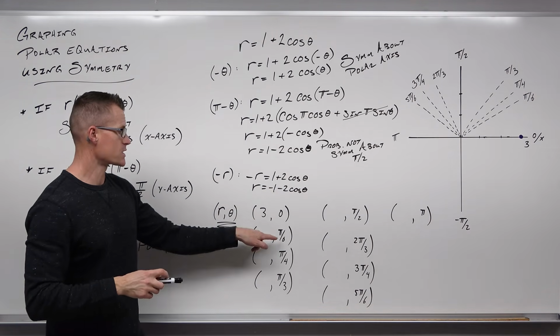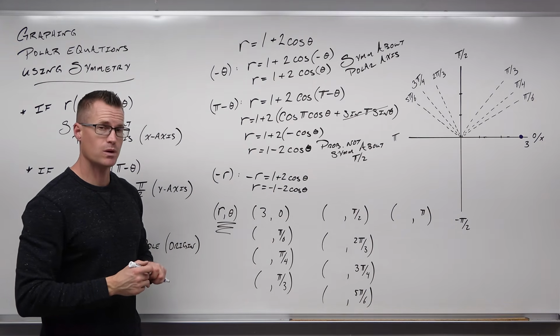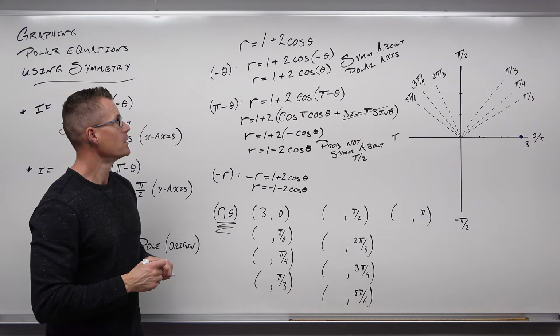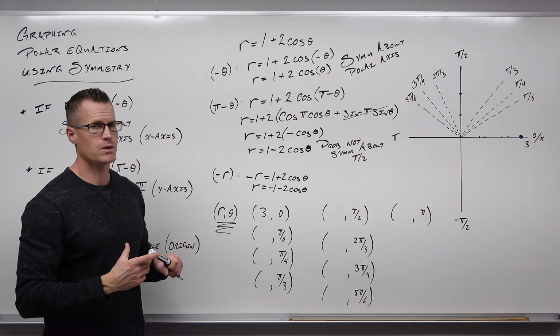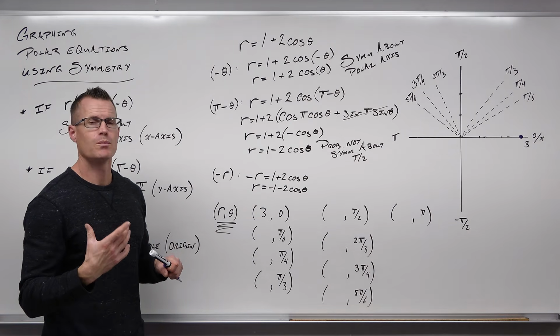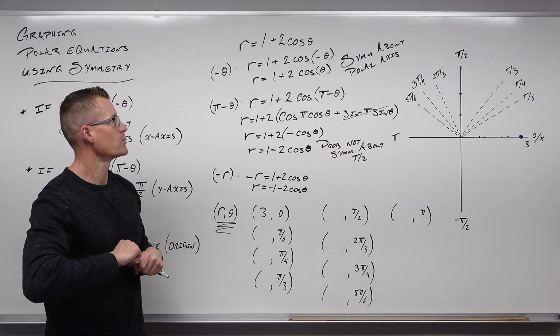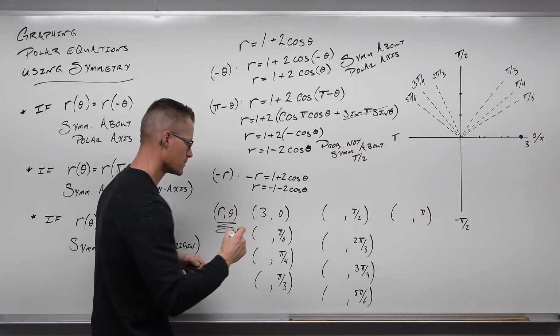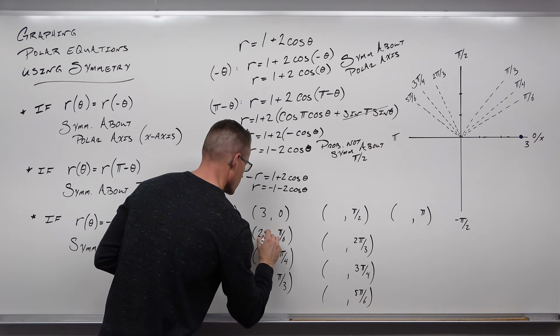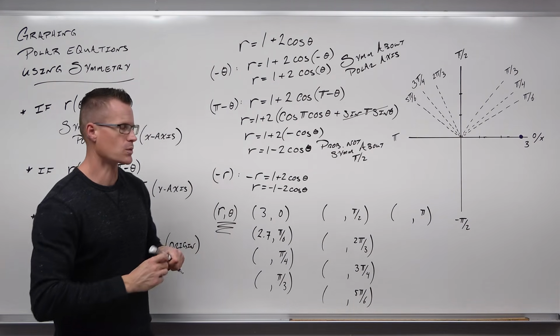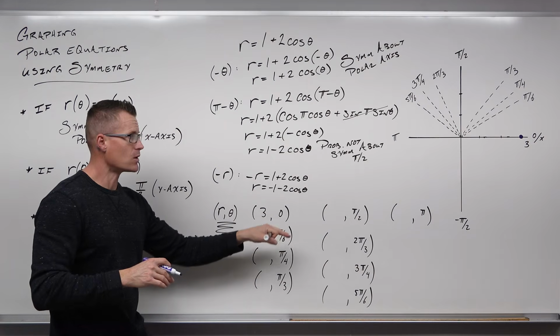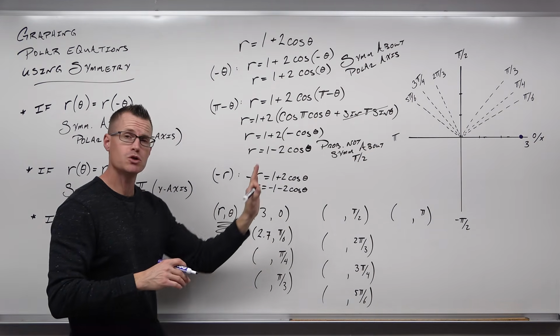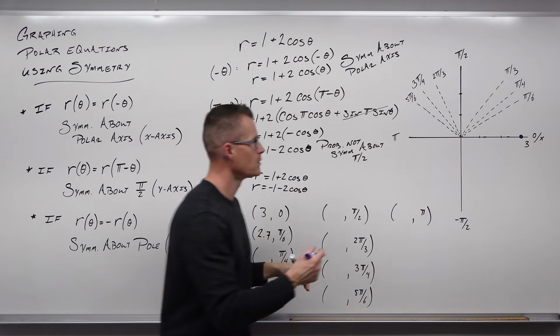Okay, now we're going to plug in pi over 6. Cosine of pi over 6 is square root 3 over 2. 2 times square root 3 over 2 is just square root 3. Square root 3 is about 1.73. So 1 plus 1.73 is about 2.73. So this says, go to the angle of pi over 6 and go out 2.7 units, or thereabout.